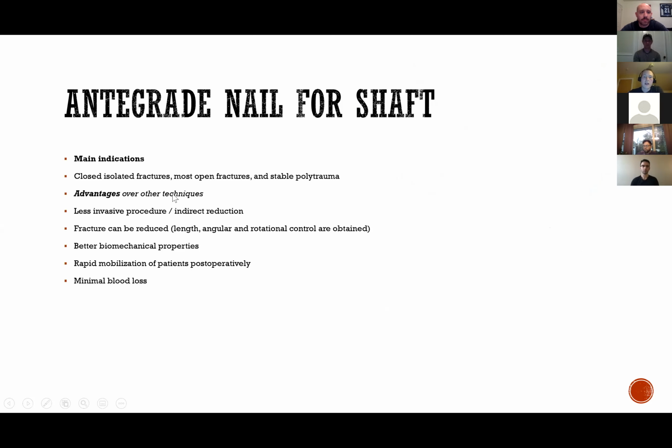Just a little bit about antegrade versus retrograde nailing for femoral shafts. The indications that you can use these for are all the same, but there are different advantages of using one versus the other. So most of the advantages of an antegrade nail are also retained by a retrograde nail. However, with an antegrade nail, you do not have to violate the knee joint. You're only going through a muscular compartment and you're never going through a joint. So these are all just some of the advantages of any nail.